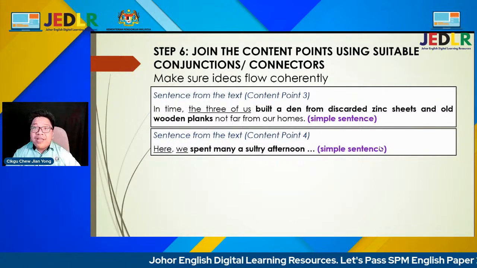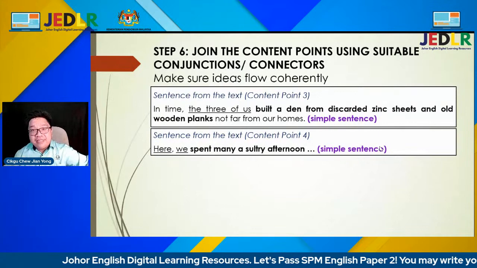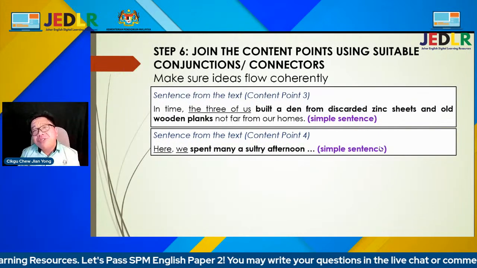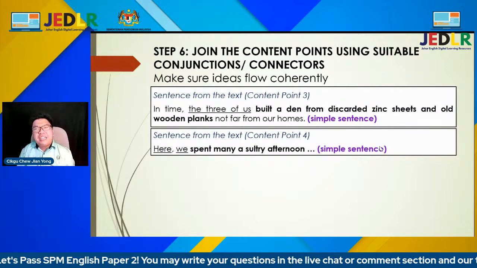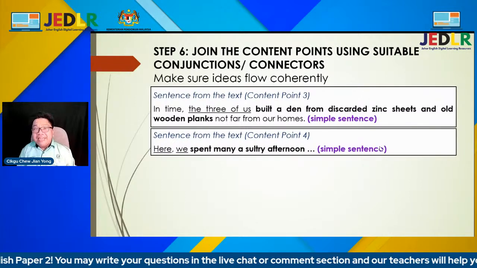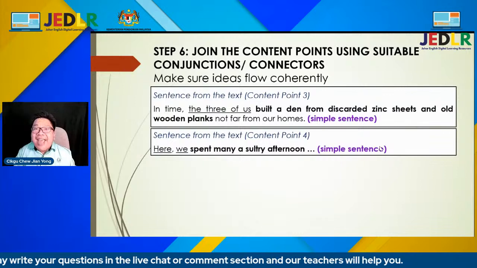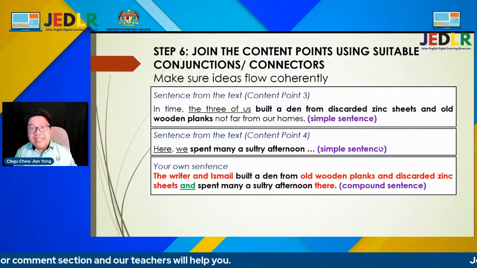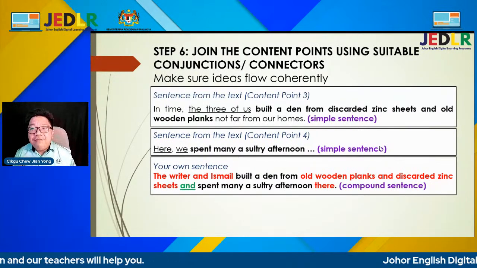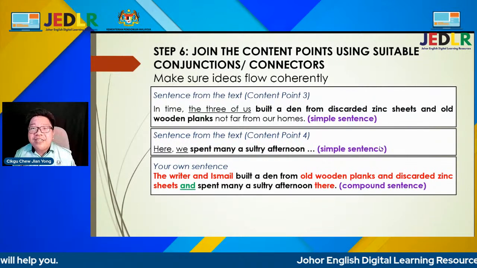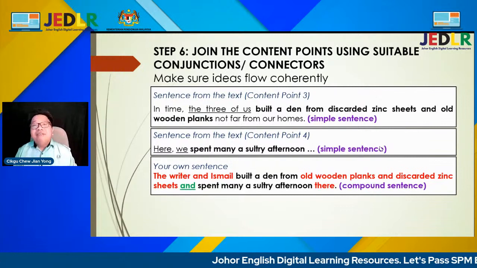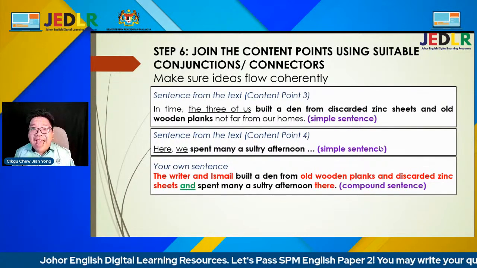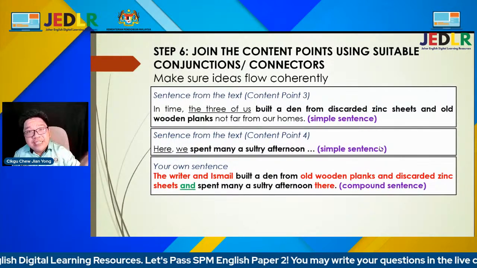So, there are 2 content points here in 2 different sentences. 2 are simple sentences. Can you join these 2 content points together using a simple conjunction? Of course you can. The simplest conjunction is and, done. So this is what you can do. The writer and Ismail built a den from old wooden planks and discarded zinc sheets and spent many a sultry afternoon there. So the green colored N is actually your own conjunction.